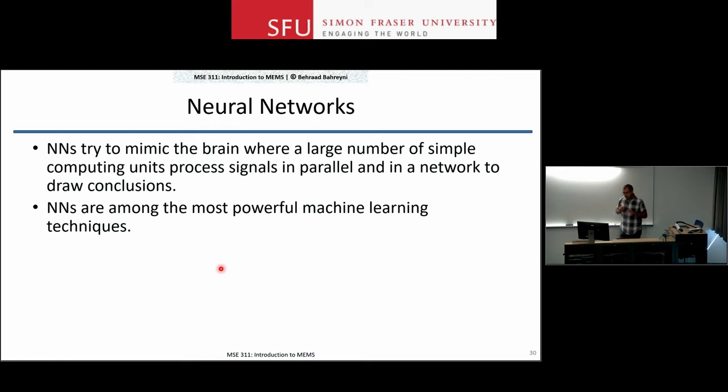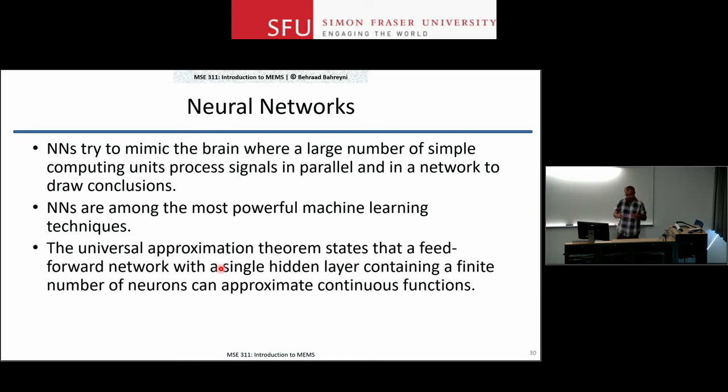Neural networks, I'll show you the example on the next slide, are among the most powerful machine learning algorithms. There is a variety of neural networks that people can use for different applications. Very, very powerful, very, very flexible. And there's actually a universal approximation theorem that says if you make a neural network with just one hidden layer and a finite number of neurons, you can approximate any continuous function using a neural network. So this is actually very powerful, and it's math, right? So it must be true.